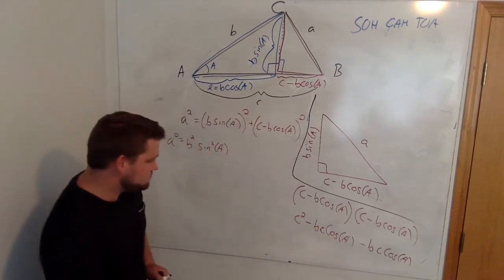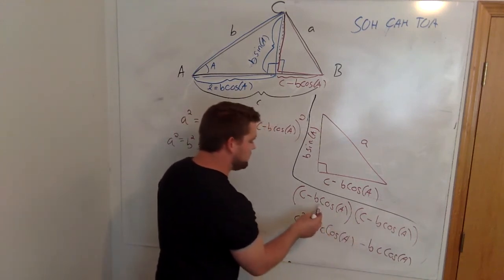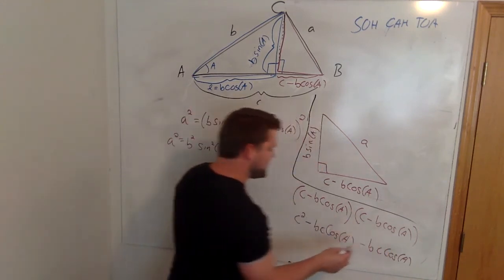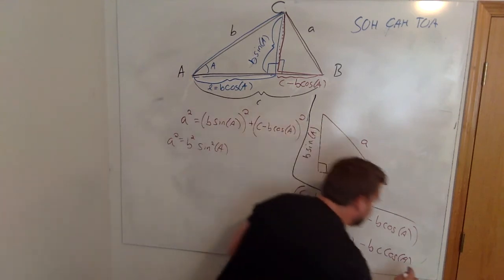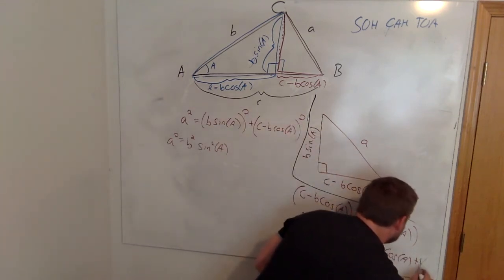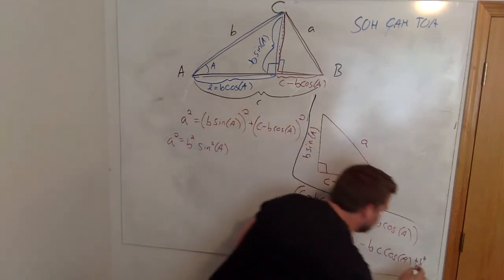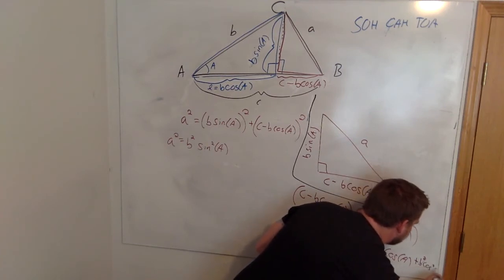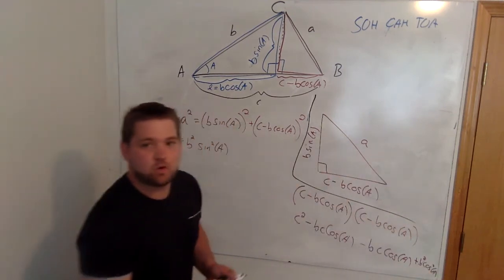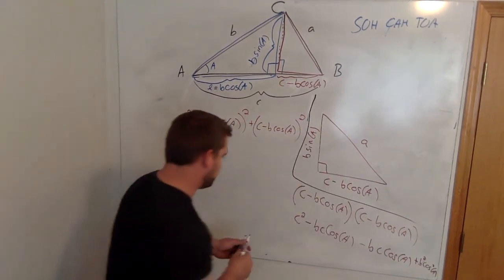So this times this. Now I'm going to get a negative b cosine of A times another negative b cosine of A. That's going to be a positive b squared times the cosine squared of A. I apologize, I'm so stuck in the corner over here. Hopefully you can see that. So I'll write it over here.